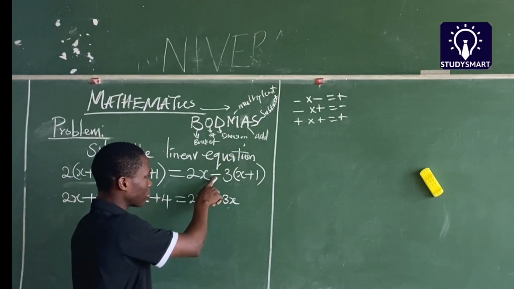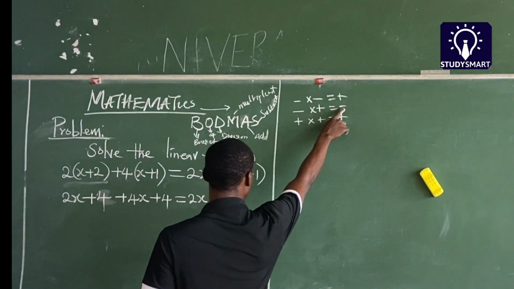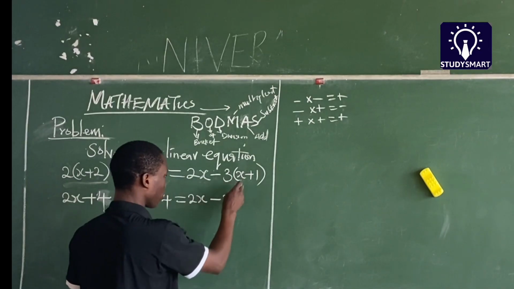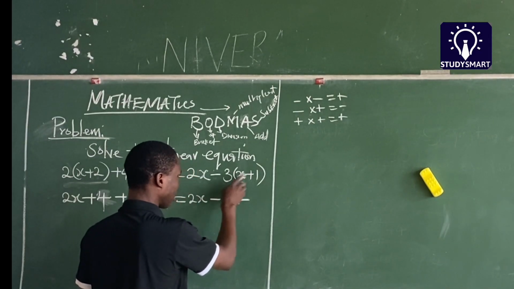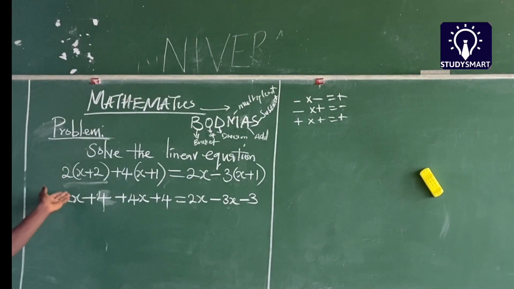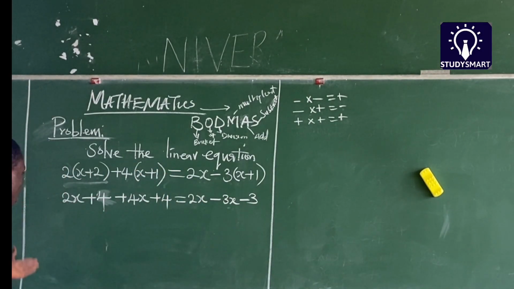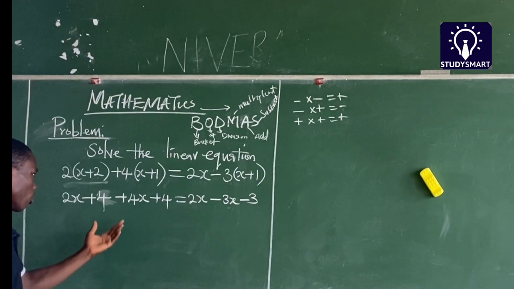minus 3x. So this is minus and this is plus. From this condition, we say that minus times plus gives us a minus. And then 3 times 1 gives us 3. Alright, so we've just succeeded in opening up this bracket, and this is the new expression that we have. And then we are going to go further by solving this.